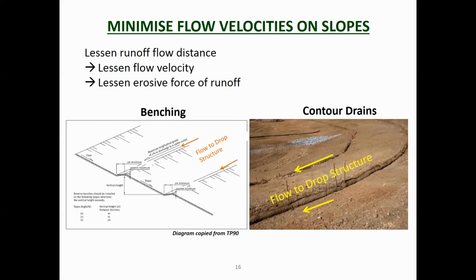And the next approach on your site is to minimize the flow velocities on the slopes. Everyone's had a go-kart or a skateboard or something like that, and you start at the top of the hill, and when you're going down the hill you're going slowly, and then you build up speed and you build up speed, and if you hit something at the bottom of the hill, it's going to be much worse than if you hit it at the top, because you're going faster.